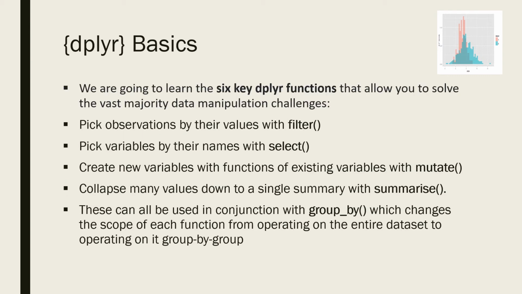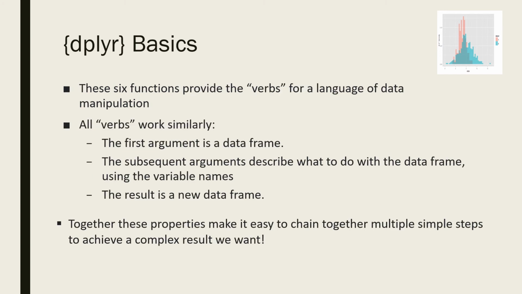We are going to learn the six key dplyr functions that allow you to solve the vast majority of data manipulation challenges. We're going to learn to pick observations by their values with the filter function, pick variables by their names with the select function, create new variables with functions of existing variables with mutate, collapse many values to a single summary with summarize, and these all can be used together with the group_by function, which changes the scope of each function from operating on an entire data set to operating on it group by group. These six functions provide the verbs for a language of data manipulation.